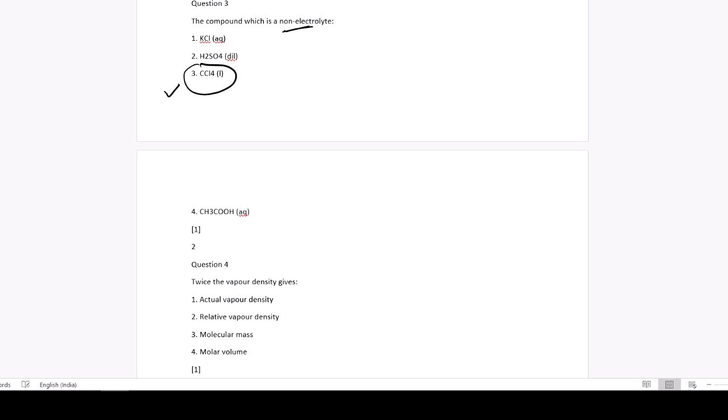Question number 4: twice the vapor density gives what? This is a question from the concept of stoichiometry. Twice the vapor density, that is vapor density into 2, gives us the molecular mass. So easily you can see the answer will be molecular mass. Quite direct questions they are.